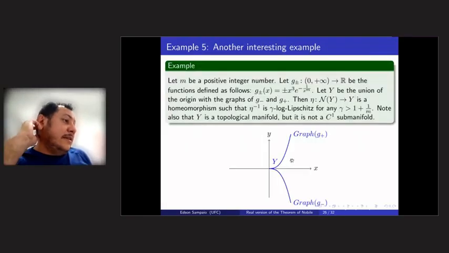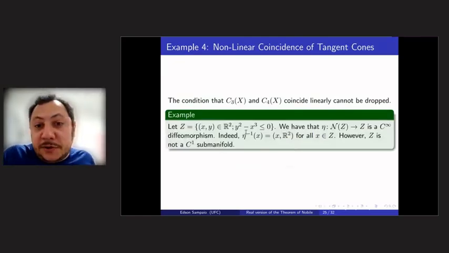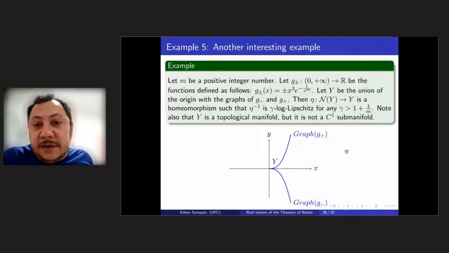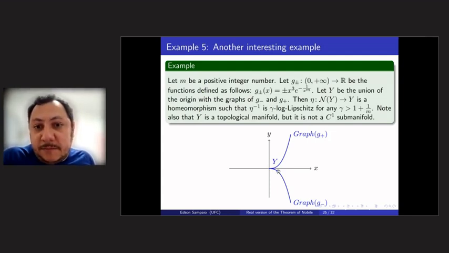Another interesting example that I found was the following. Here the set is not a topological manifold, but you can also find a set which is a topological manifold. It's gamma log Lipschitz for all gamma greater than 1 plus 1 over m, but it's not a C1 manifold.